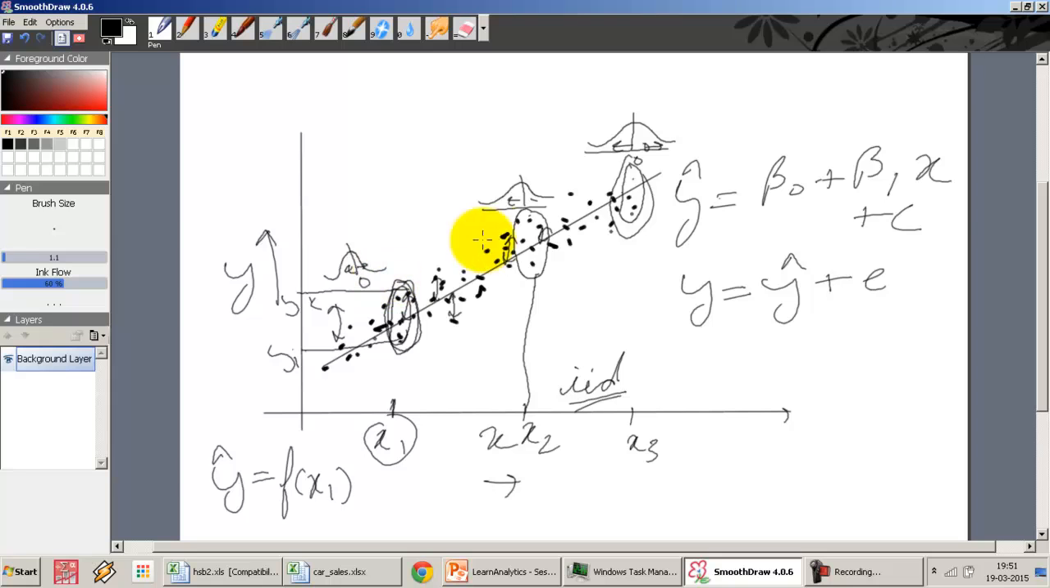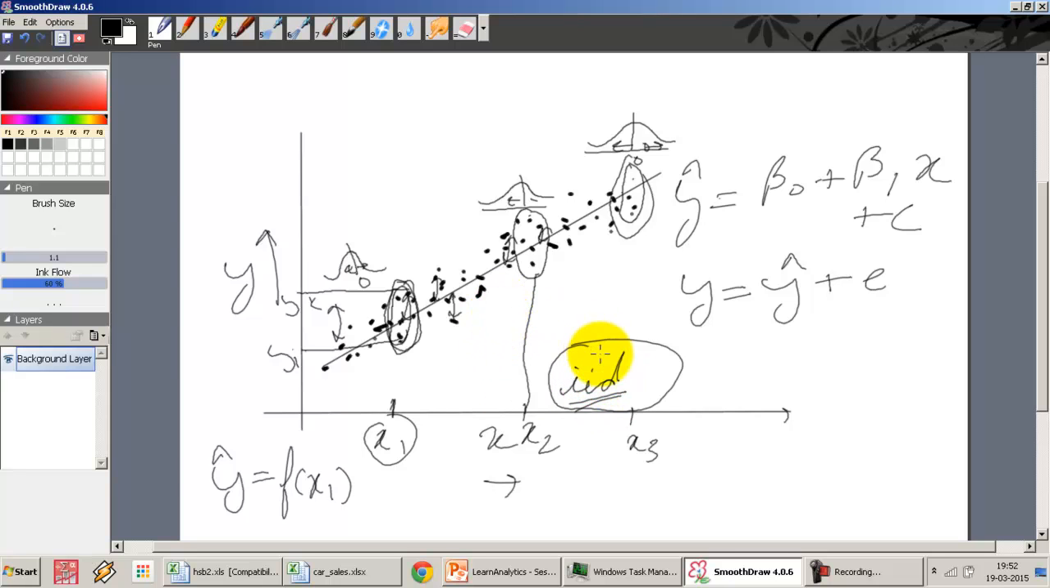So I get three different distributions of errors for values of x at x1, x2 and x3. Now the assumption tells us that the distribution of errors for any given value of x is IID. By IID, we mean they are independent and identically distributed. So we'll take the identically distributed part first.